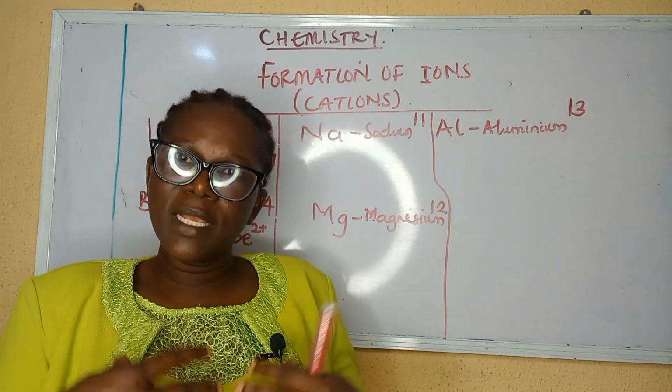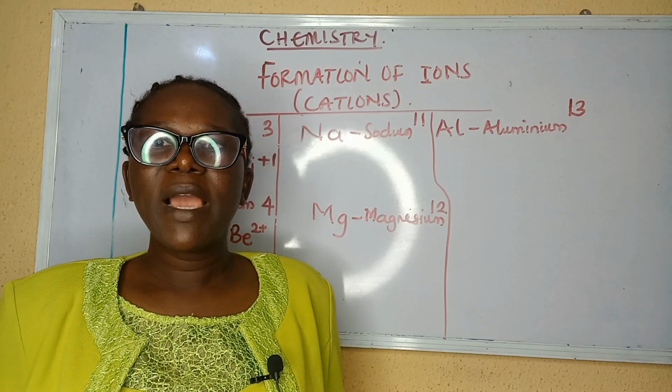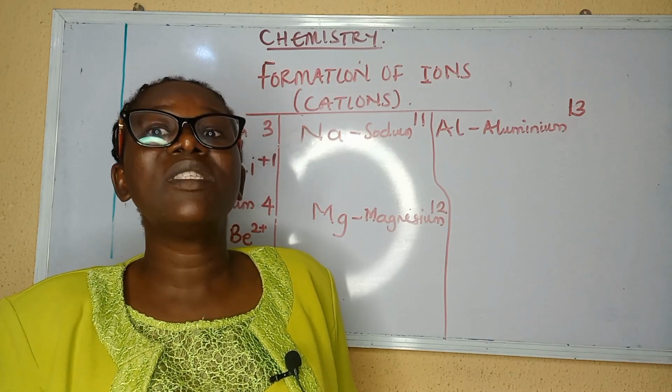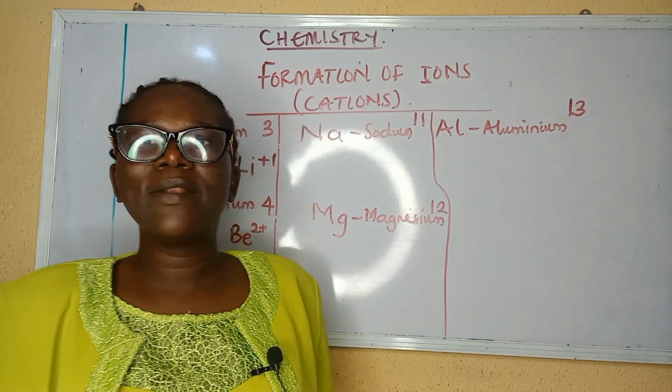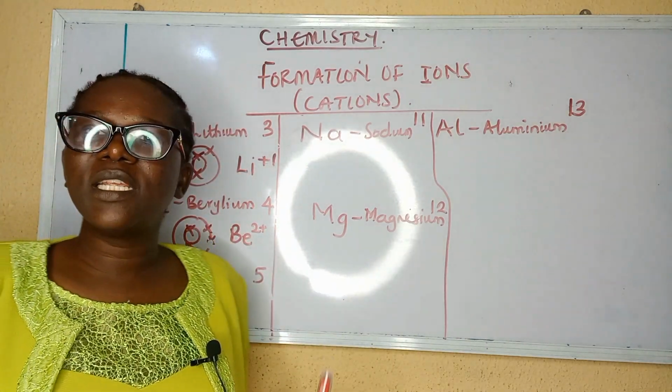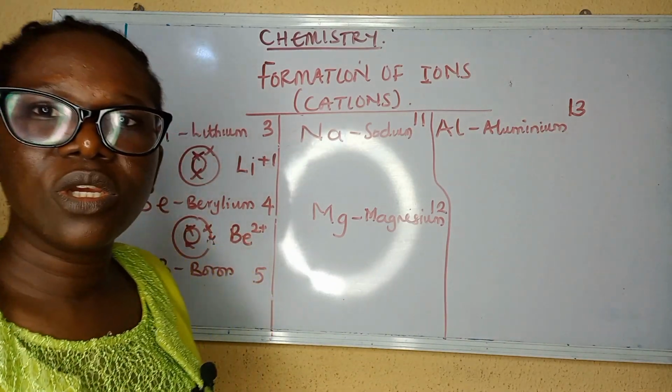If an element gains an electron, it becomes negatively charged, because an electron itself is negative. So when they add it to themselves, they become negative. But in this case, we are dealing with positively charged ions.